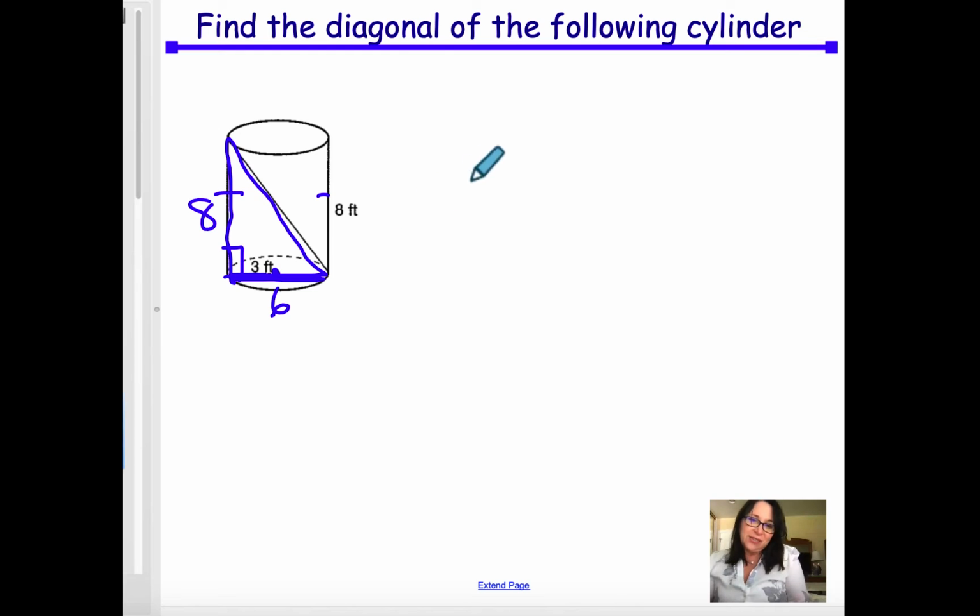And because this is a cylinder, I noticed that this is not a special right triangle, but it's one of our Pythagorean triples, 6, 8, 10. Remember that one? So I know that the length of the diagonal is equal to 10 feet.